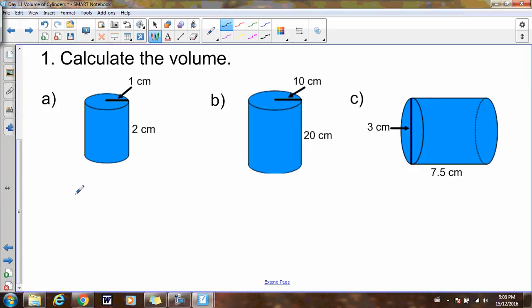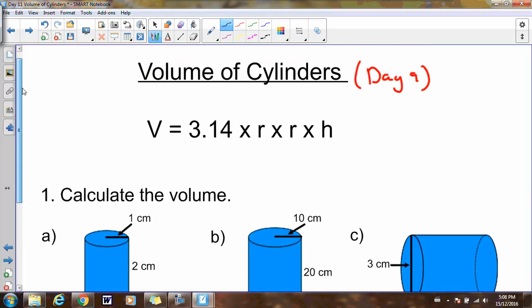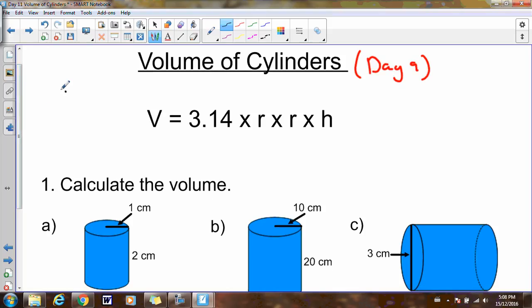Good morning, everyone. We're going to finish this unit with the last topic that we will study, which is the volume of cylinders. So cylinders are things you see in stores every day when you go buy a can of food or anything like that. It's this kind of shape, and it has a very simple formula for the volume.